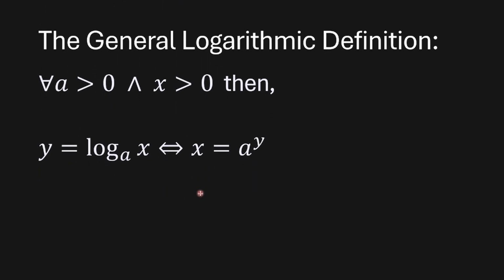Therefore, we can conclude that the derivative of a to the x equals a to the x ln a. Alright, now the general logarithmic definition. For all a greater than 0 and x greater than 0, the following is true. y equals log sub a of x if and only if x equals a to the power of y. So here we're defining the general logarithmic function as the inverse of the general exponential function.